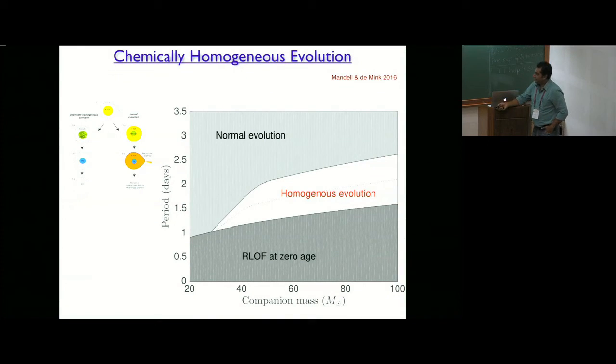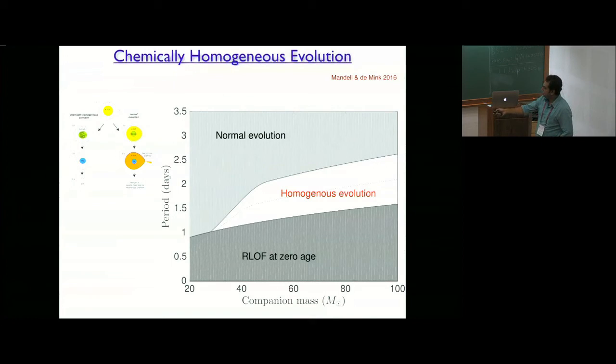And the parameter space of interest where this can actually work is very restrictive. You need very high mass stars, and you need sufficiently low orbital periods. So this is orbital period, this is companion mass. I think the primary mass is fixed to something like 30-ish. This would be normal evolution. If you go too close, there will be Roche lobe overflow, just in the main sequence. This is a tiny parameter space where this might work.